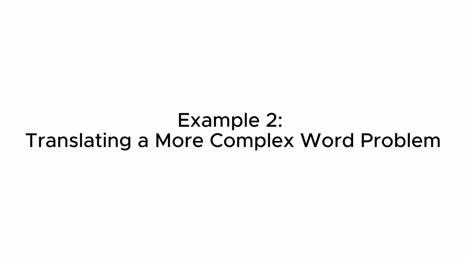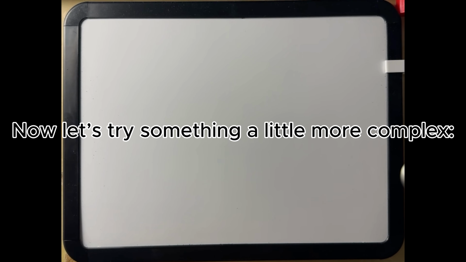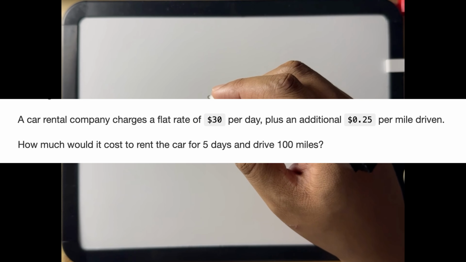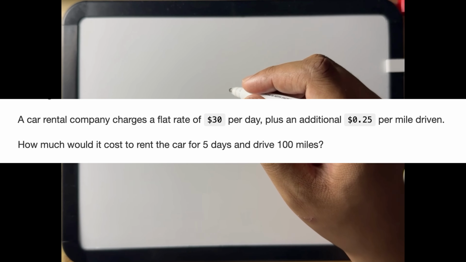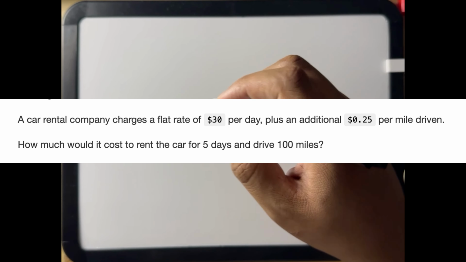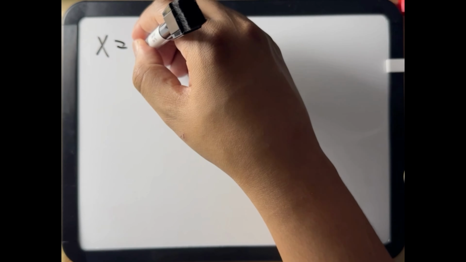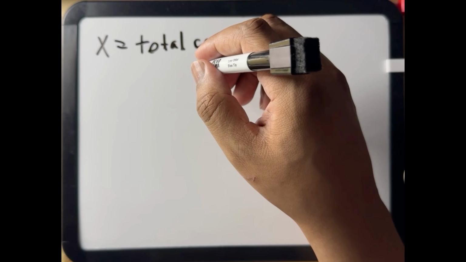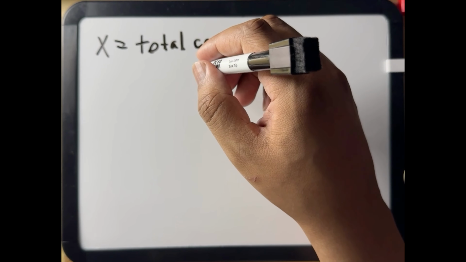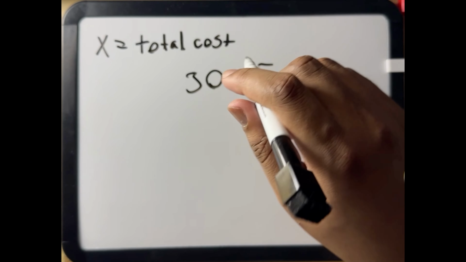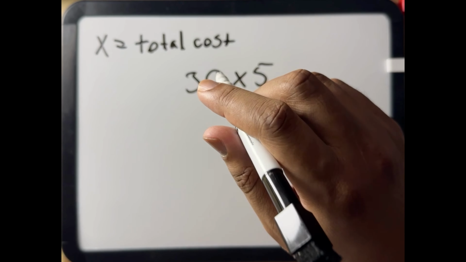Example 2. Translating a more complex word problem. Now, let's try something a little more complex. A car rental company charges a flat rate of $30 per day, plus an additional 25 cents per mile driven. How much would it cost to rent the car for 5 days and drive 100 miles? Let's define the variables. X equals total cost. The daily charge is $30 per day. So the daily charge for 5 days is 30 times 5. The cost per mile is 25 cents, and they're driving 100 miles.